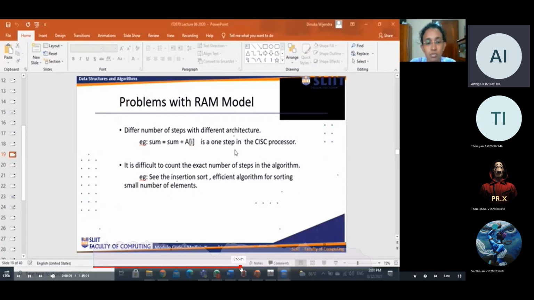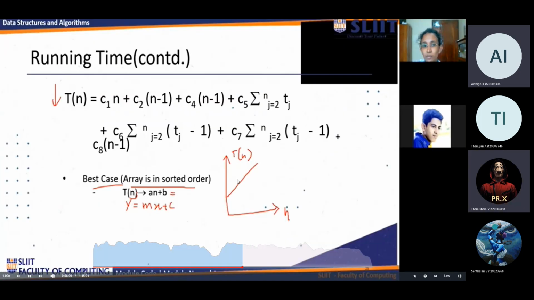Okay, so last week we have started the introduction to algorithm. It is n.